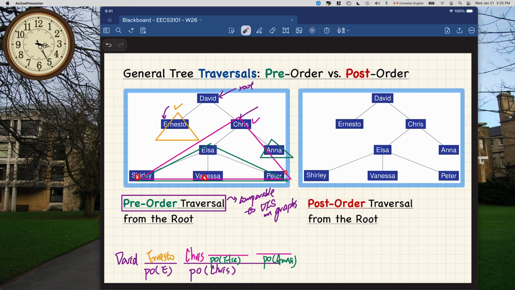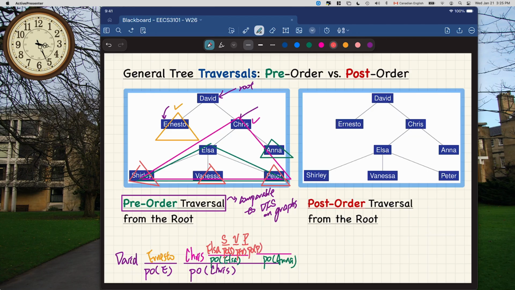But they are the base cases individually. Right? So that one there will be just like this. So it's going to be Elsa, just followed by pre-order Shirley, pre-order Vanessa subtree, and also pre-order Peter. Right? Individually, just base cases. Okay? So it's going to be 1, 2, and 3. So Shirley, Vanessa, and also Peter. Right? You can think about pre-order of Shirley, it's just Shirley. Pre-order of Vanessa, just Vanessa. Pre-order of Peter, it just gives you Peter.